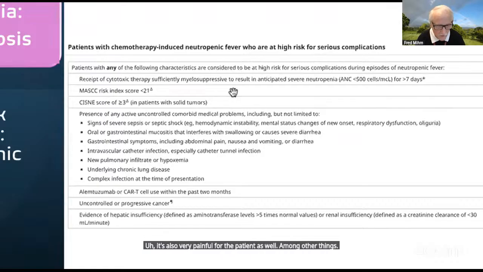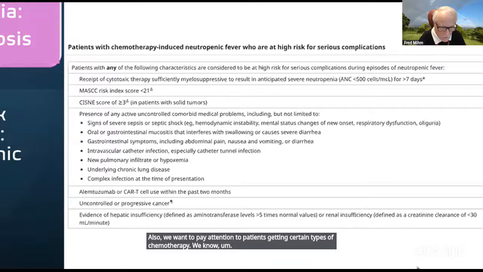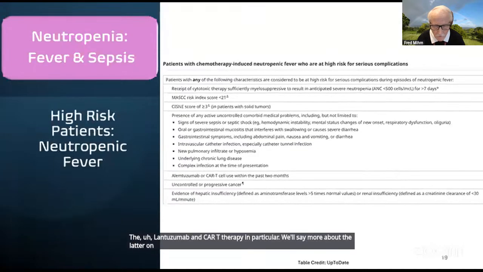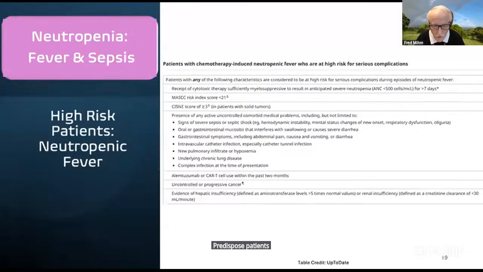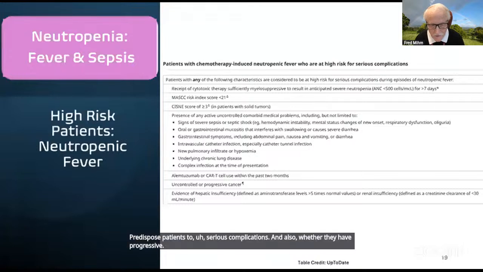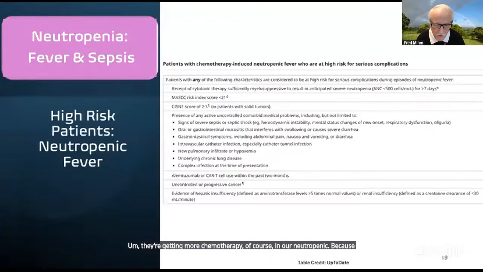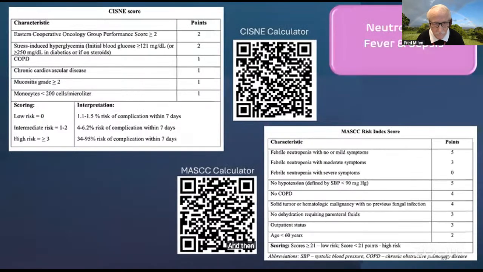Also, we want to pay attention to patients getting certain types of therapy. We know that alemtuzumab and CAR T therapy in particular, we'll say more about the latter on subsequent slides, predispose patients to serious complications, and also whether they have progressive cancer, which generally is true because they're getting more chemotherapy, of course, and are neutropenic because the cancer is progressing. And then also if there are organs, liver and kidney, involved.